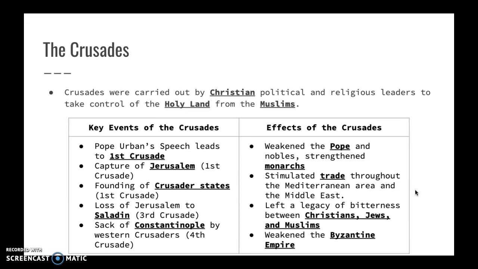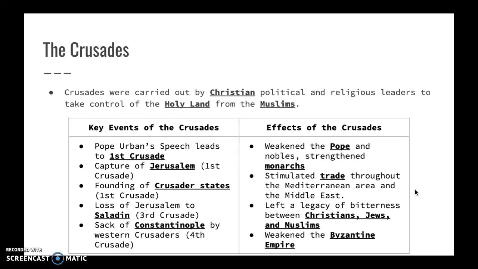And he sends all of the Christians kind of on this crusade, literally, to save the Holy Land from the Muslims. During the First Crusade, the Christian forces are able to capture Jerusalem and set up 4 different Crusader states that are each led by a different monarch. By the Third Crusade, though, most of the Crusades were not very successful, leading to the loss of Jerusalem to Saladin, one of the Muslim leaders, and eventually the sack of Constantinople. This weakens the Pope and the nobles and strengthens the monarchs because they're the ones that are sending people down. They're kind of funding the Crusades as a whole.